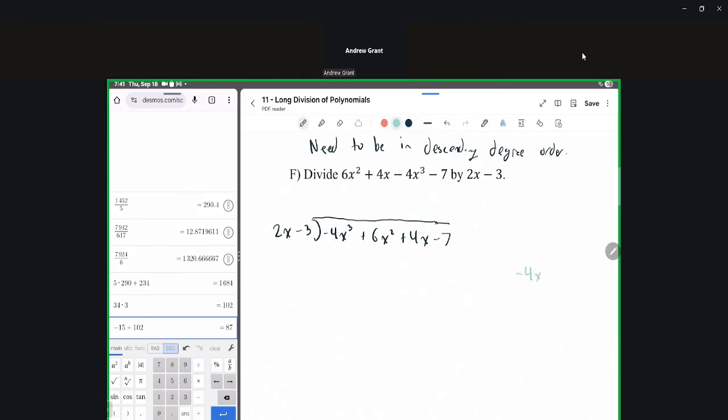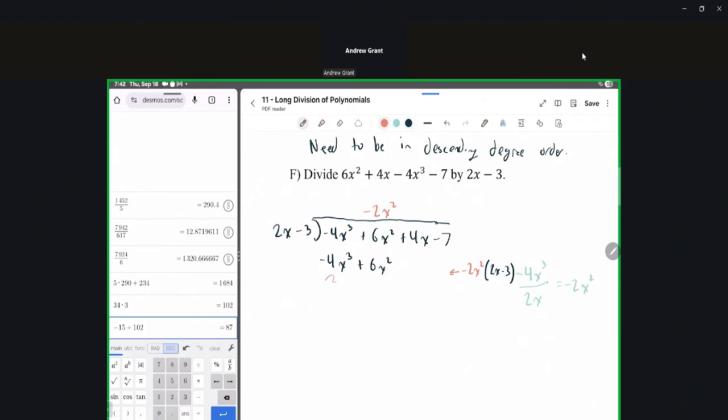Okay, so the question becomes, how many times does 2x go into negative 4x cubed? So 2 goes into 4, negative 2 times. X goes into x to the power of 3, x squared times. And so on this line, we're going to write negative 2x to the power of 2. And here, we're going to have negative 2x to the power of 2 multiplied by 2x minus 3. So negative 2x squared times 2x is going to be negative 4x to the power of 3. Negative 2x squared times negative 3 is going to be positive 6x squared.